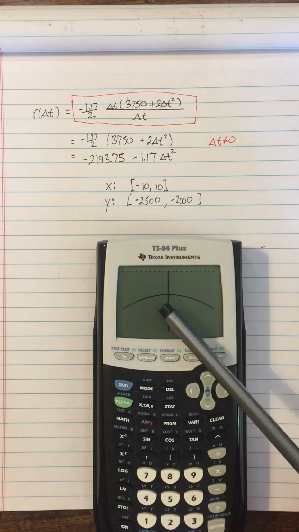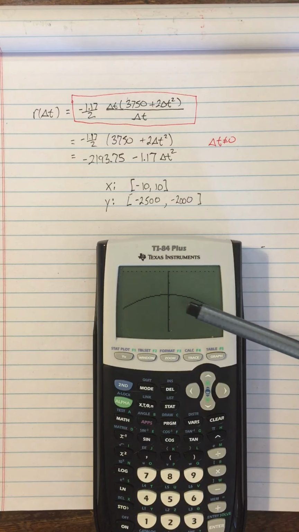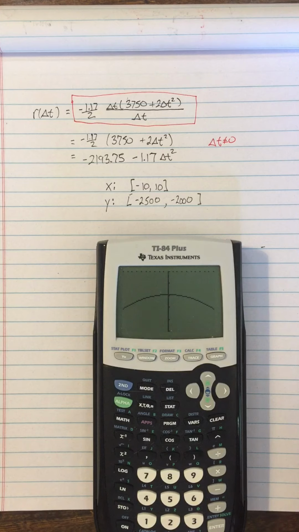By the way, we see that it's, as we predicted, a downward facing parabola with a vertex slightly lower than negative 2000. We can see that. But what feature is missing? The most important feature of this graph. I'm going to let you think about that while we go to the next video. Write down in your notebook, what do you think? What is the feature that is missing from this graph?